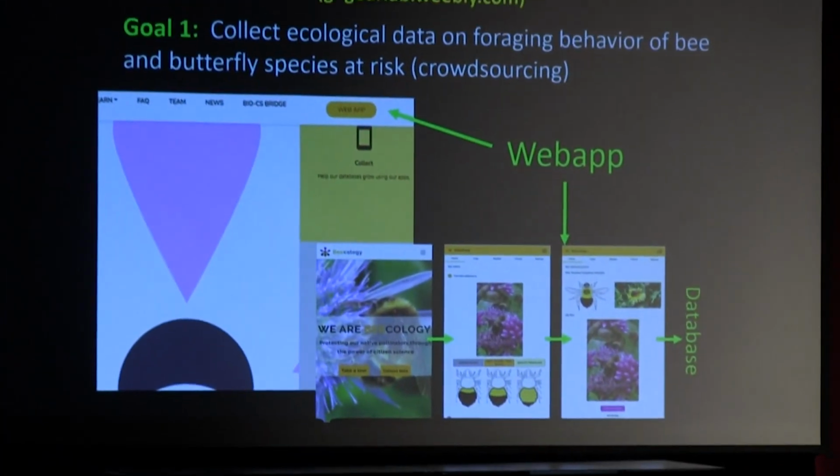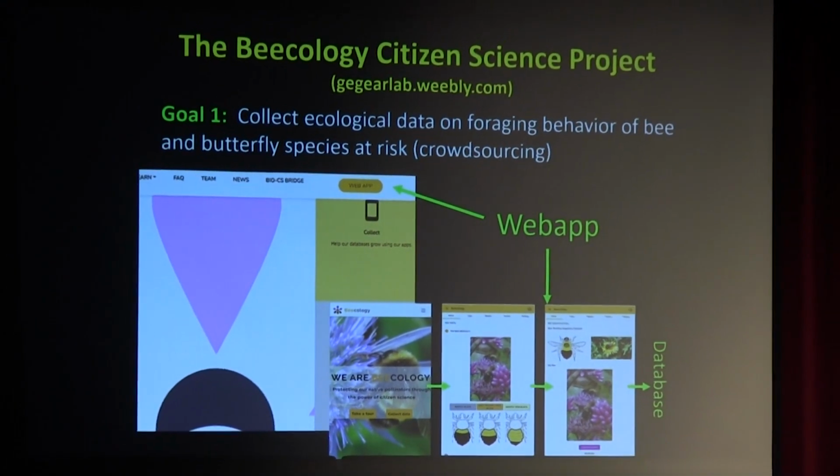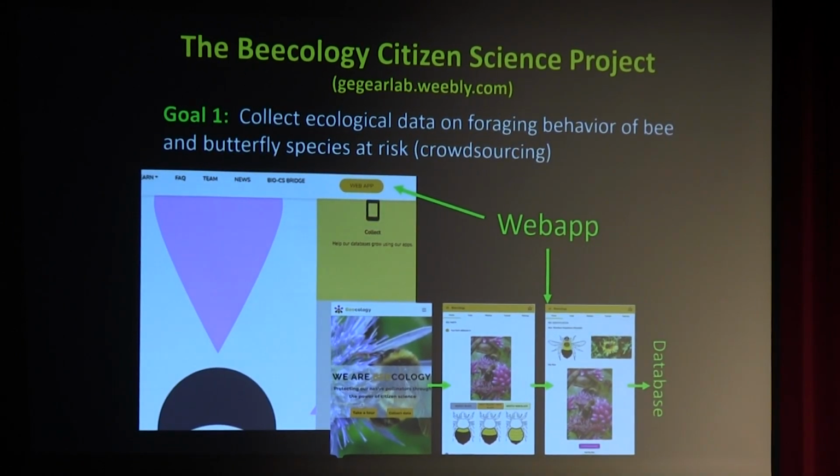So I started to collect data, focused specifically on the species of conservation concern, the ones that need our help. What do they need to complete their life cycle? My graduate students and I do that in the summer. But to help with data collection, I created the Ecology Citizen Science Project in 2015, 2016.